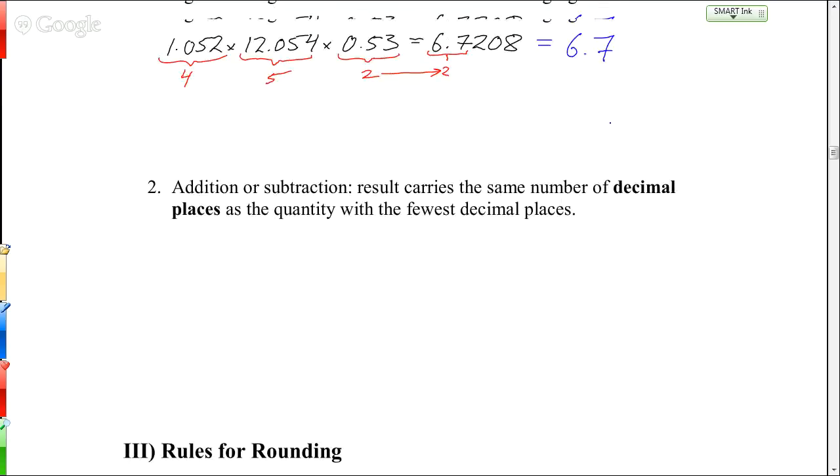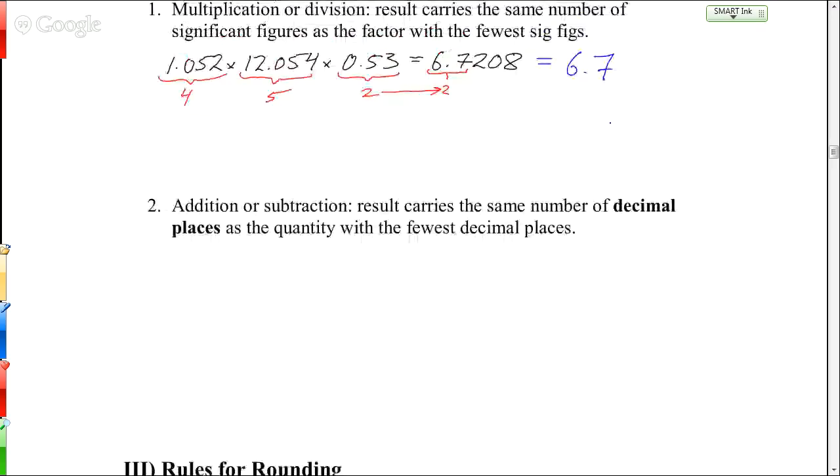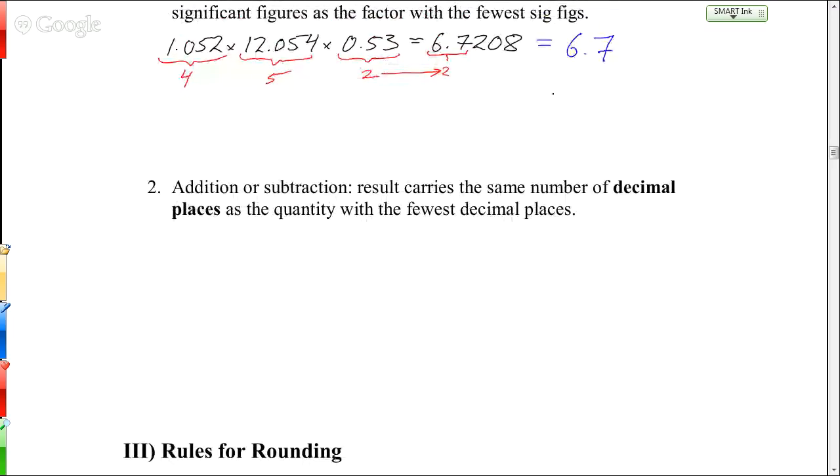All right, addition and subtraction is a little bit different. Because you're not generating new decimal places when you add or subtract the way that you would with multiplication and division, you don't just cut it off at the number of significant figures total, but rather you keep the fewest decimal places that you need to. So as an example, probably makes more sense if we use an example.